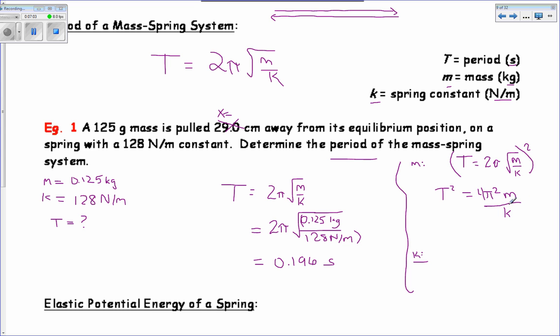So then solving is just a matter of cross-multiplying and dividing. If you want to get m by itself here, multiply both sides by k. So T squared times k divided by 4 pi squared, and that'll equal m. And for k, k is just going to be 4 pi squared m divided by T squared. Got the equal signs in there. But you should know how to rearrange that on your own as opposed to memorizing those.